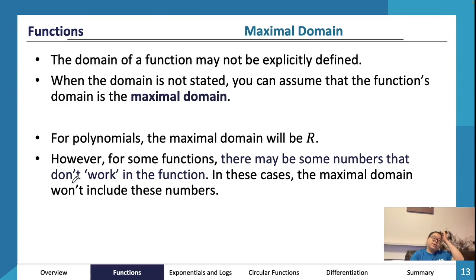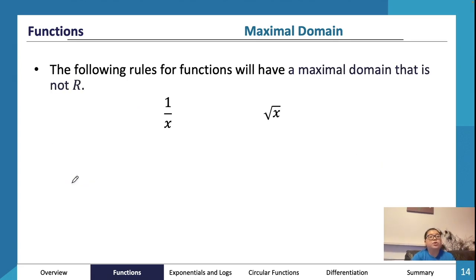However, for some functions, you can't really use the same thing of R because there are certain values where if we tried to put that in, the function would be undefined, right? And it's just mathematical type definitions and you can kind of figure it out from there. Two of the main ones that will be coming up quite a lot are 1 over x and square root of x. So let's think about both of them, but let's think about our 1 over x first.